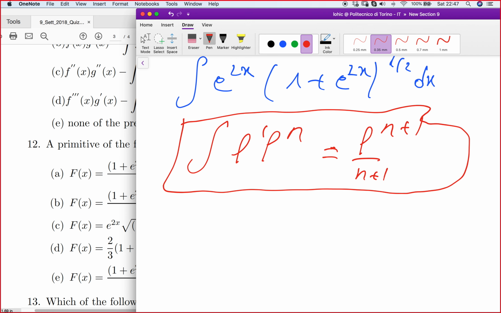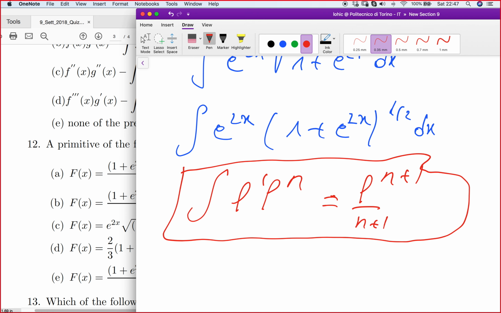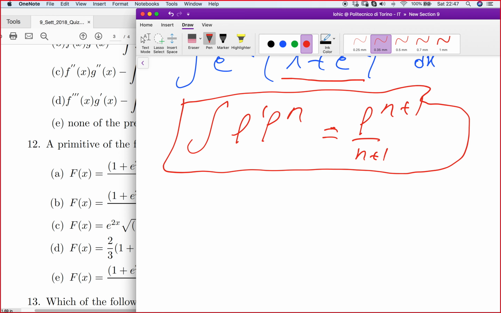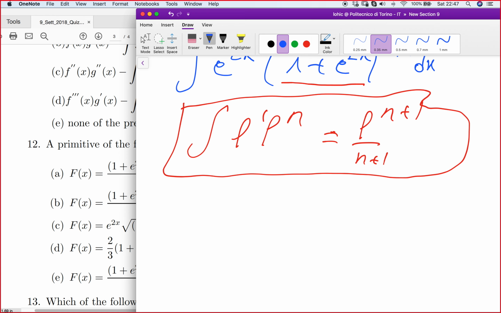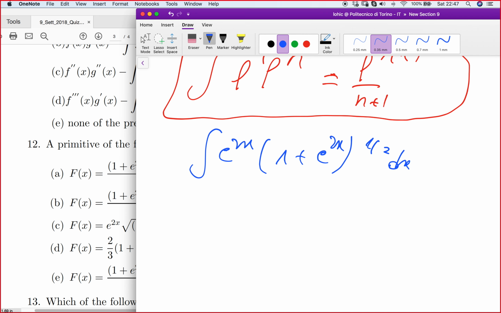Going back, if you see here, what is the derivative of this? Let me write down the integral again. We wrote it like the integral of exponential of 2x times 1 plus exponential of 2x to power half in dx. The derivative of only this stuff here is 2 exponential of 2x, right?